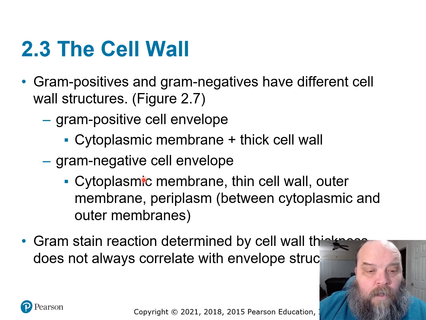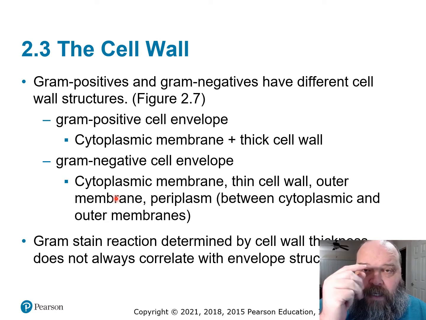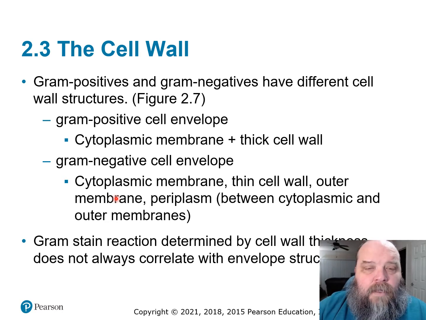The thin cell wall, cytoplasmic membrane, a thin cell wall because it's gram negative, and then there's going to be an outer membrane. Between the dual membranes and the thin cell wall, the gram negatives like E. coli, Salmonella, Proteus, or whatnot will be able to maintain their shape.